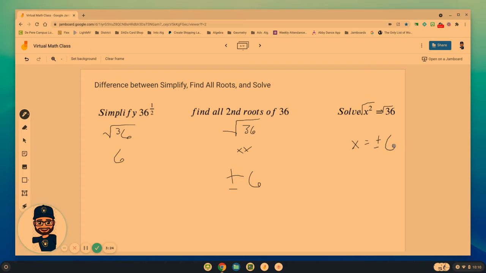Anytime we're simplifying, we're typically going to have just one answer. But if we're finding roots or solving, we may have two answers if it's an even root that we're looking for: second root, fourth root, sixth root, things of that nature. Then there will be two of them, as we talked about from a graphing standpoint, when finding those x-intercepts.